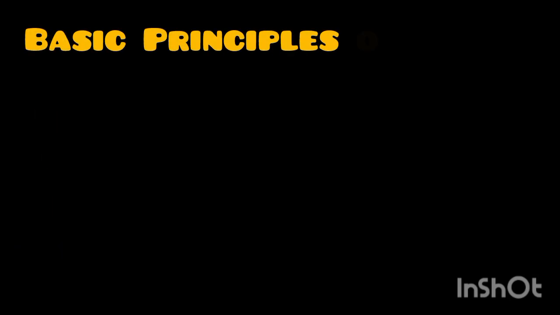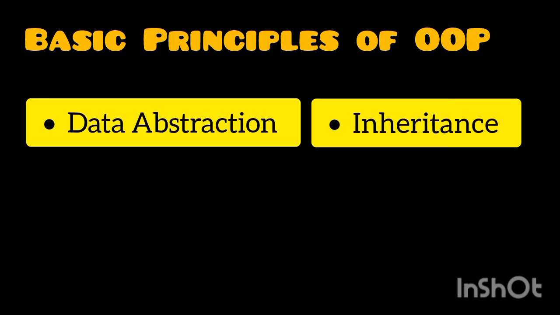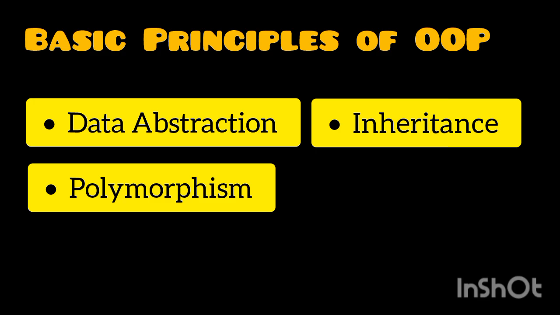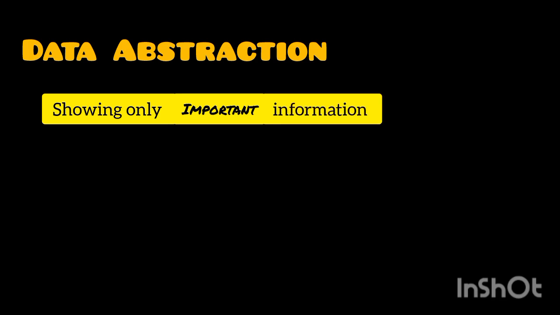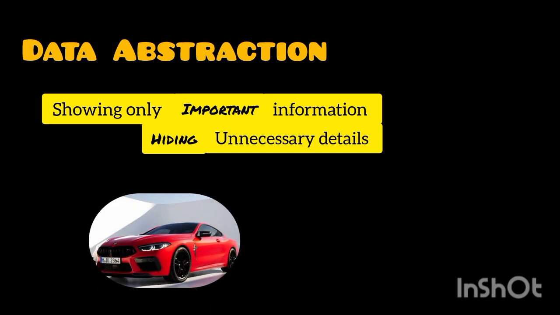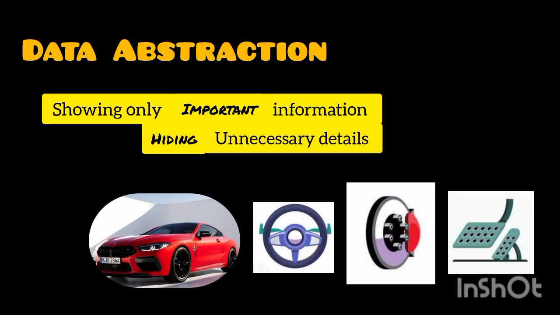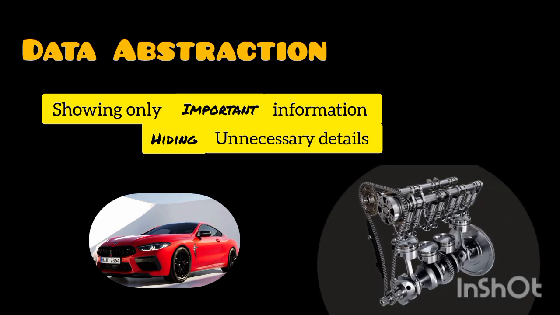Now basic principles of OOP. First, data abstraction. Second, inheritance. Third, polymorphism. Fourth, encapsulation. Data abstraction means showing only important information and hiding unnecessary details. Think about driving a car. We use the steering wheel, brake, accelerator, but we don't know how the engine works internally.